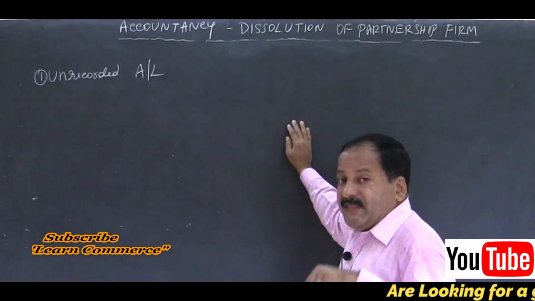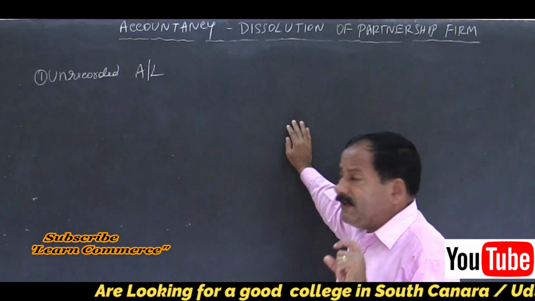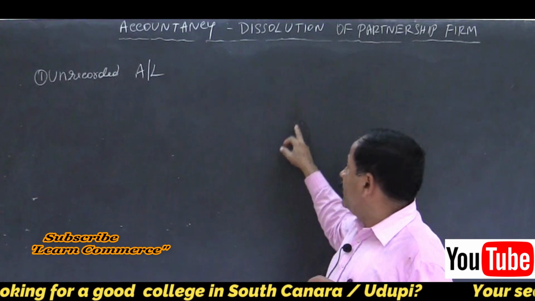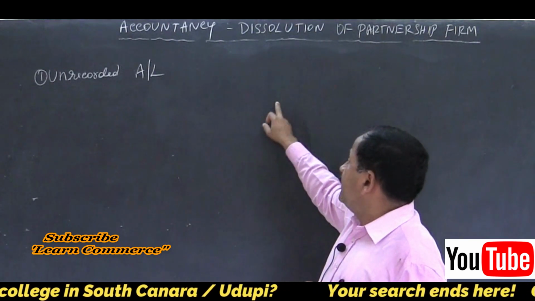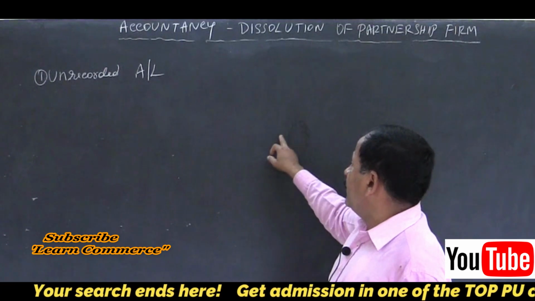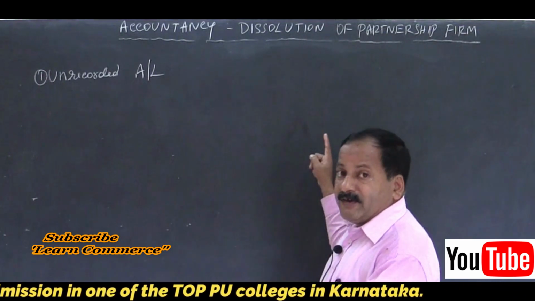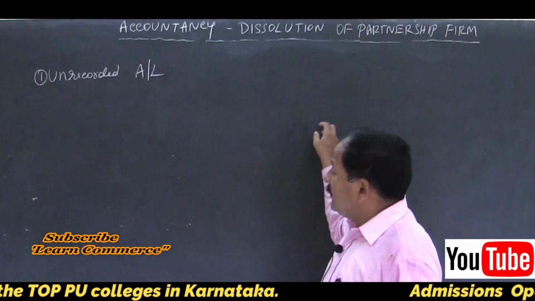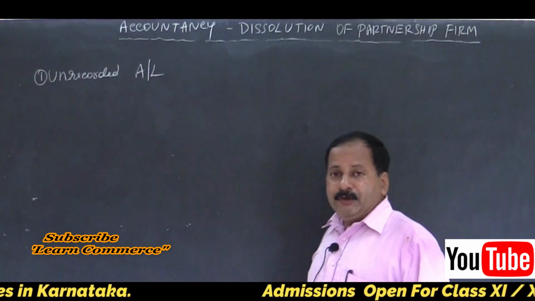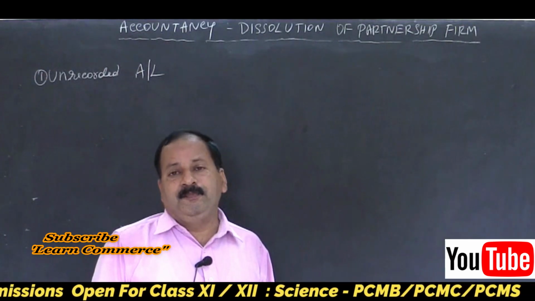And along with that, if unrecorded asset is also sold, then you have to record it. After recording all other things, that is debtors, stock, maybe bills receivable, furniture, machinery, buildings, then you have to write unrecorded asset. Whatever value is given in the problem, the same amount should be entered and added to the total value of the assets realized. That is what you have to do. Clear?